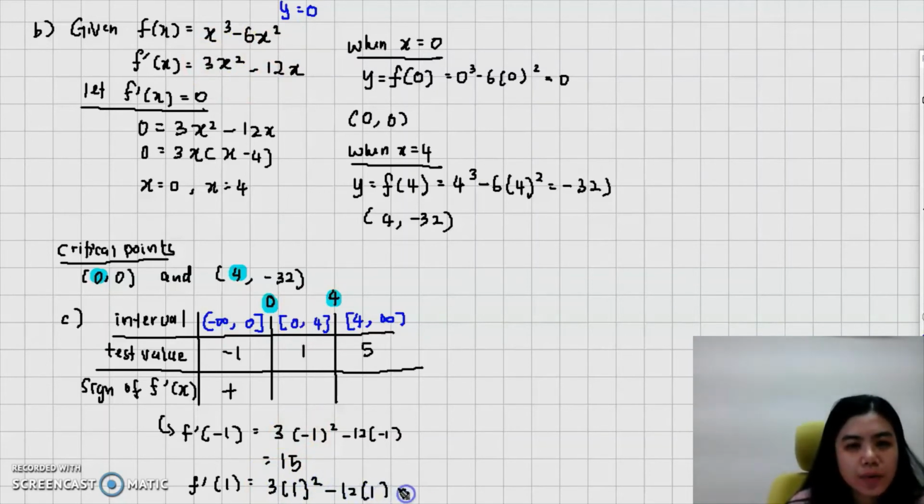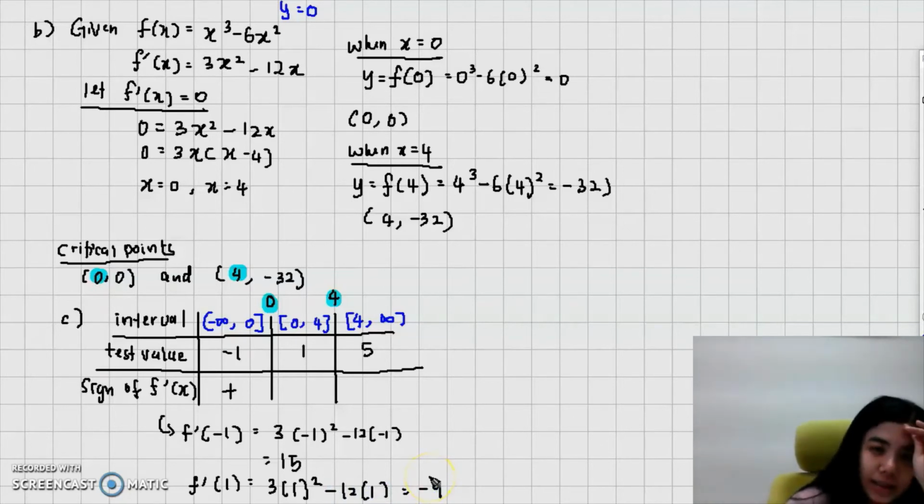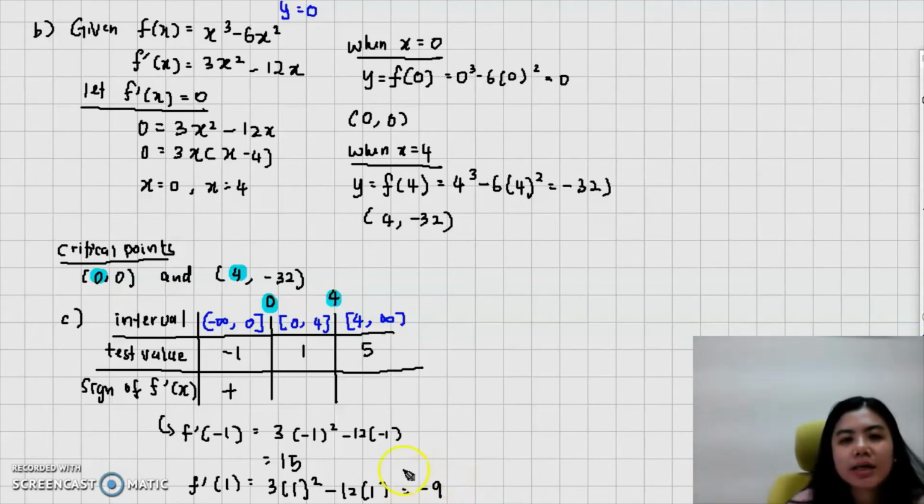Okay, so this gives you minus 9. So we have minus 9, and that minus 9 is actually a negative value. It means we are interested in the sign, and the sign here is negative. So put a negative.